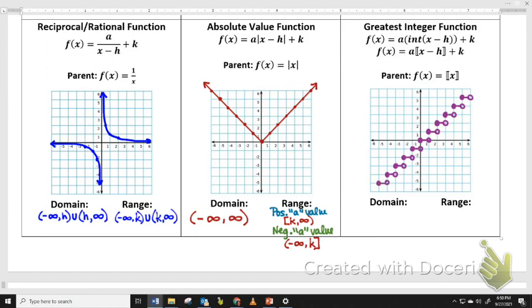So my x's are going to be all real numbers, or negative infinity to positive infinity. But my range is only integers. It's only whole numbers. So this is all my integers. So integers we represent with this fancy Z. That's what we use to mean integers.